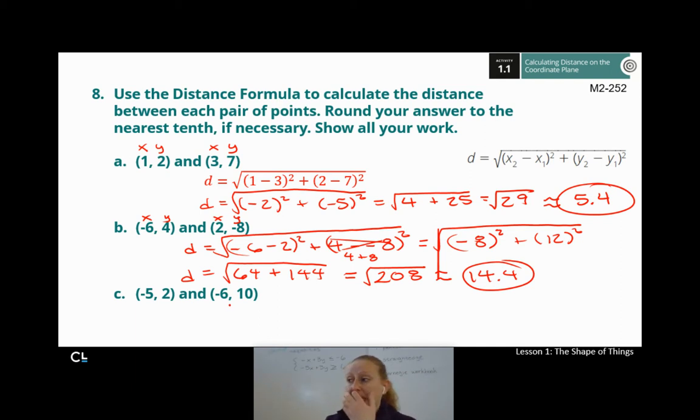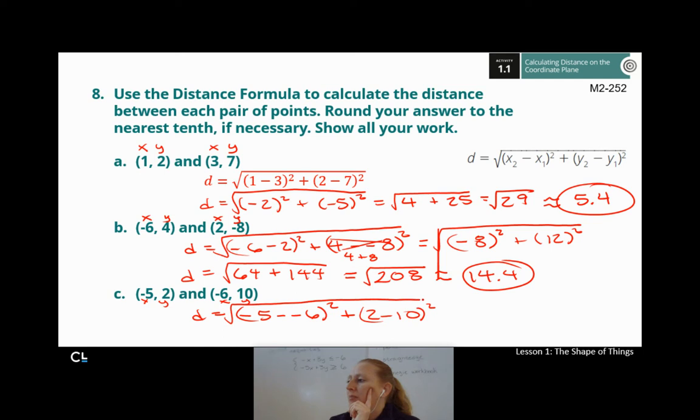Last but not least, I got one more. So my distance, again, x, y, x, y. So if I subtract my x's, -5 minus a -6 squared, plus 2 minus 10 squared. Now do the big square root here. First of all, minus a negative becomes a plus. So -5 plus 6 is 1. 2 minus 10 is a -8.